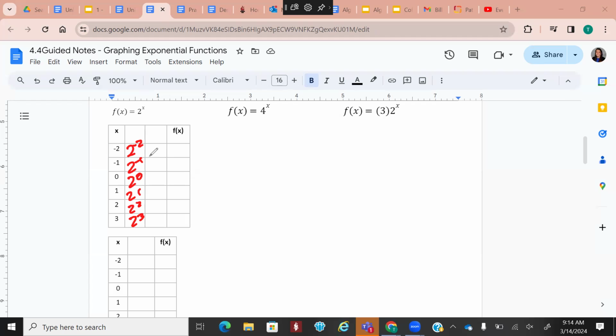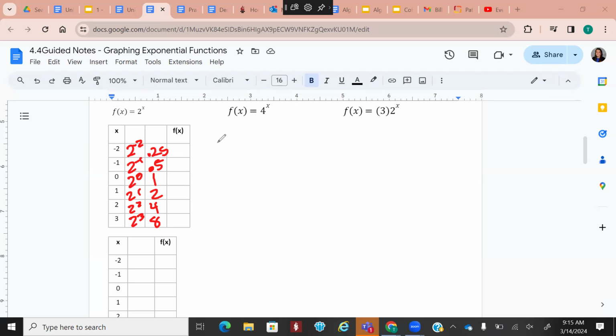0.4? What'd you get? It should be like 0.25 or 1/4, yeah? Okay, 2 raised to the -1st should give you something like 0.5. 2 raised to the 0 is going to give you 1. 2 to the 1st gives you 2, then 4, then 8.